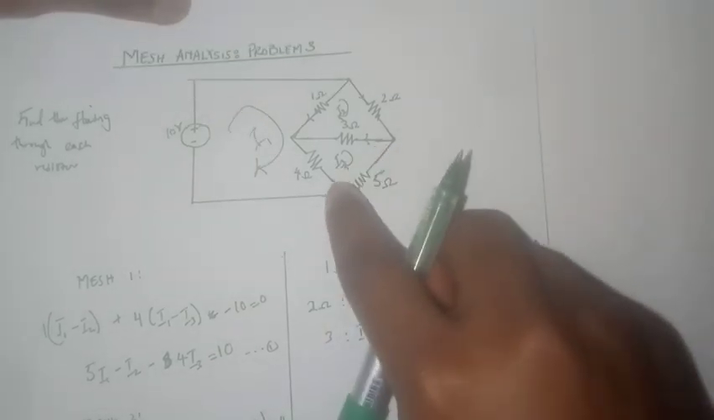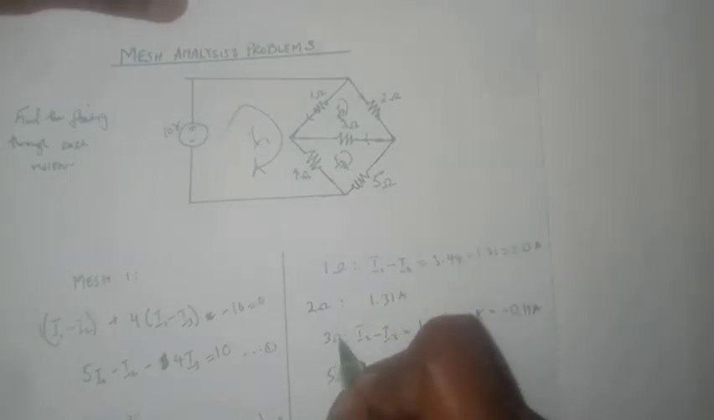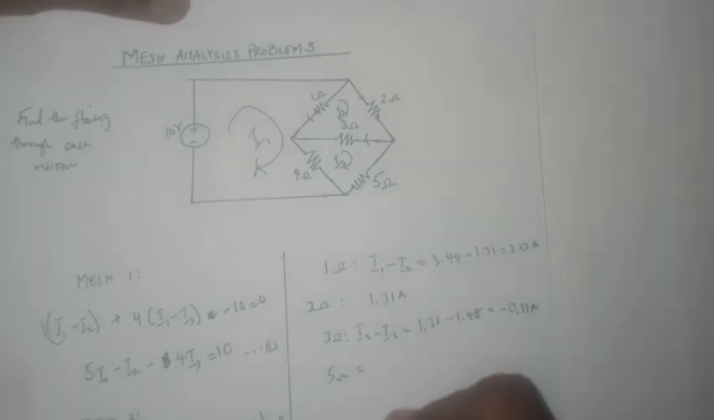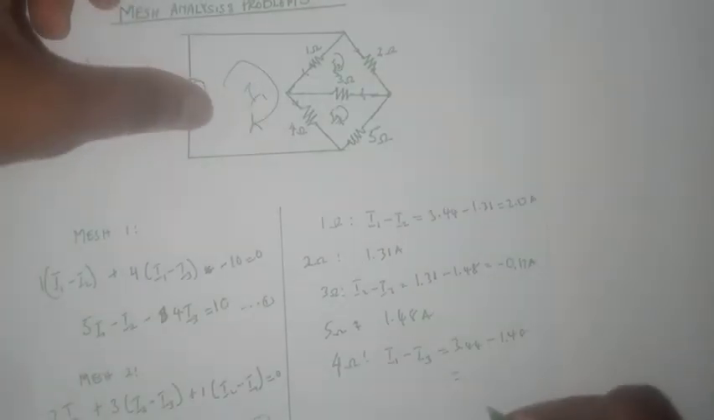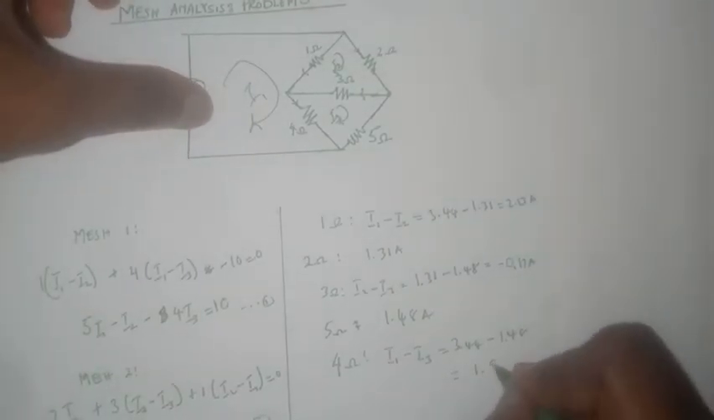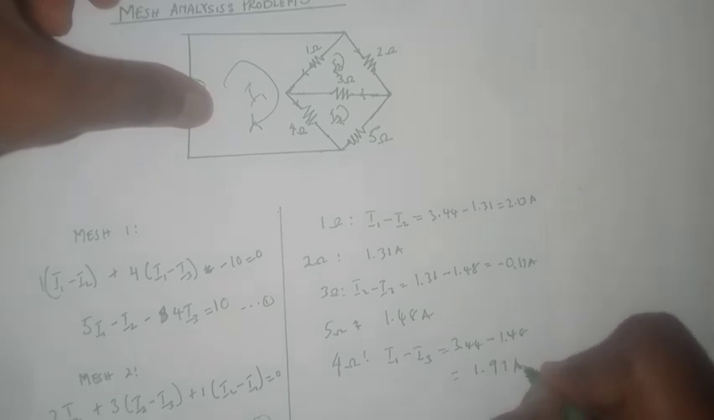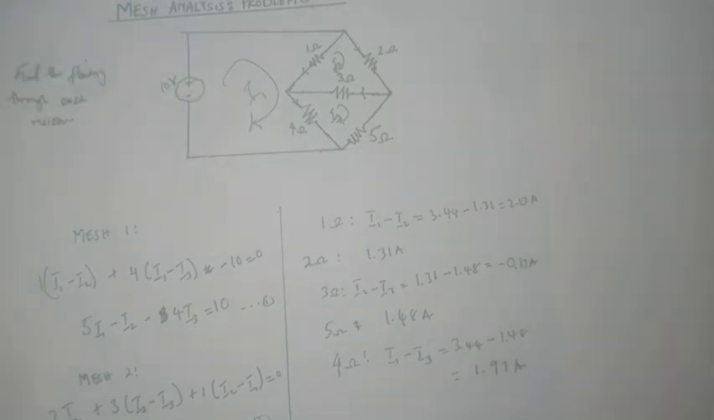And then the current flowing through the 5 ohm resistor would be equal to 1.97 amperes. And that would be all for this video.